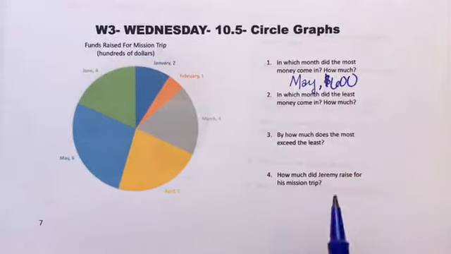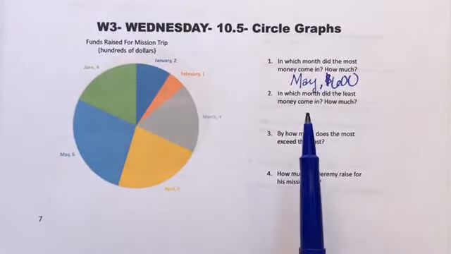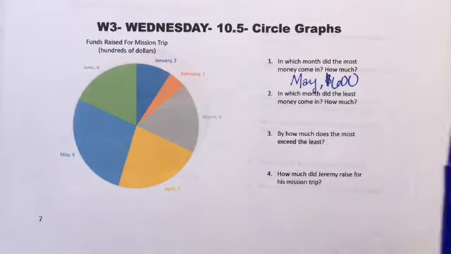All right, then moving to number 2. Number 2 says, in which month did the least money come in? How much? I want you to do that one, and then we'll check our answers with each other. So I'll give you about 10 seconds to write your answers down. You should have 2 answers. This is, in which month did the least money come in? How much?